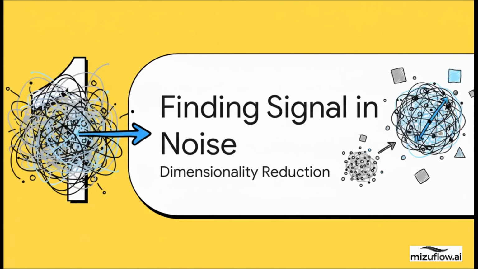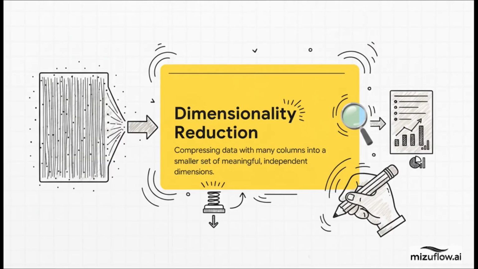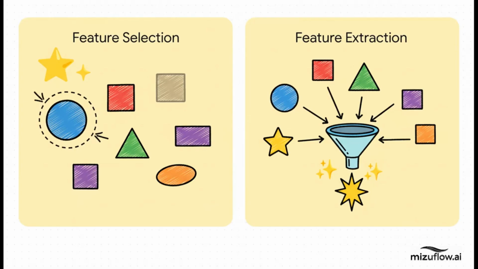Well, the answer is this idea called dimensionality reduction. It's all about finding that one clear, strong signal that's hiding inside all of that noise. Now, the key word here is compressing. And look, this is not about just randomly deleting columns, okay? Dimensionality reduction is about smartly reorganizing your information into a smaller, much cleaner, and way more useful set of new dimensions.